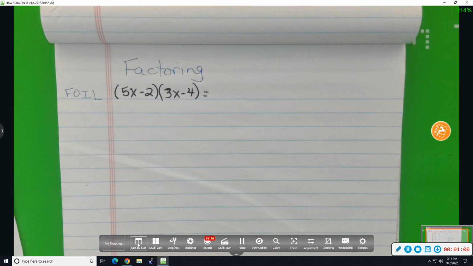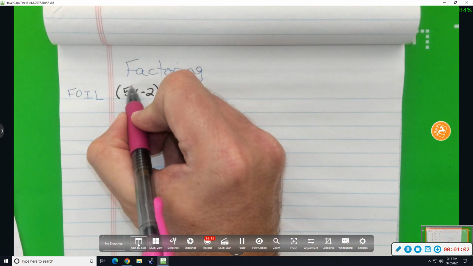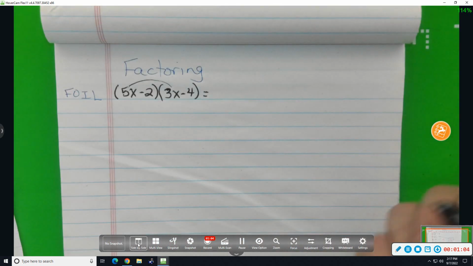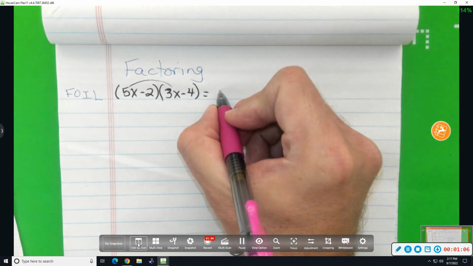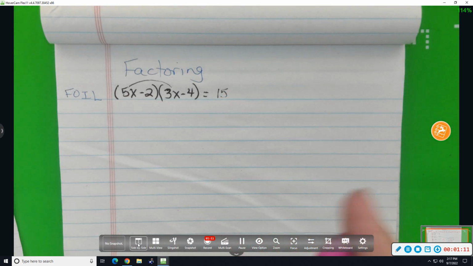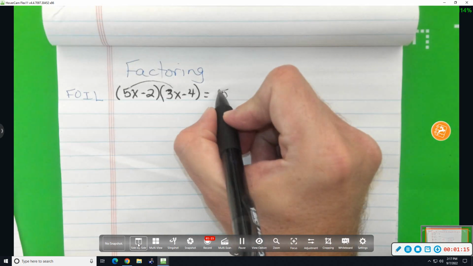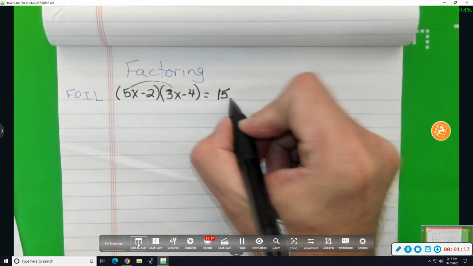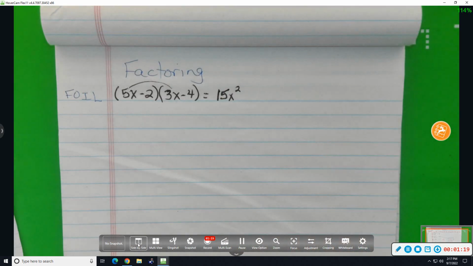Let's start FOILing this out. 5x times 3x, is that a 15x squared? I thought this pen was pink. It looks pink, but it's not. So there. It's black. 15x squared. So that's first.